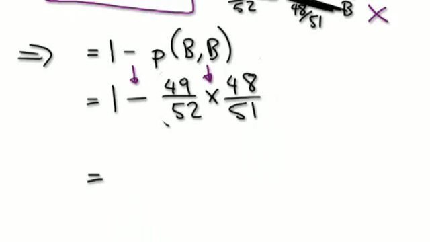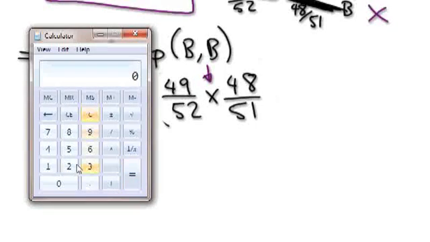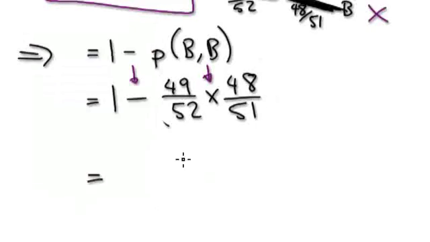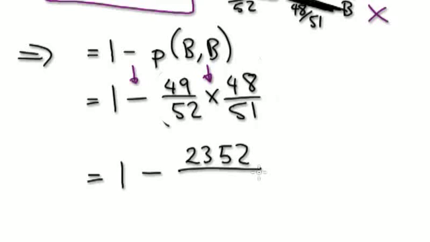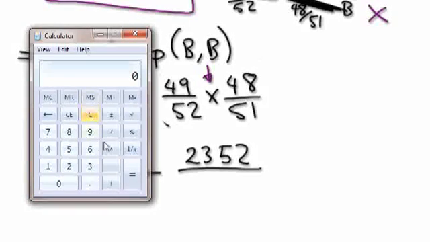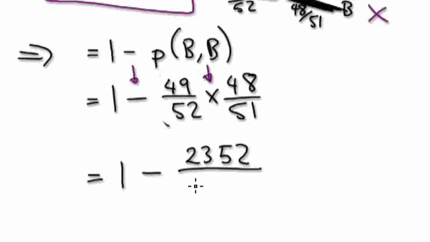49 times 48 equals 2352. And then bottom times bottom: 52 times 51 equals 2652.